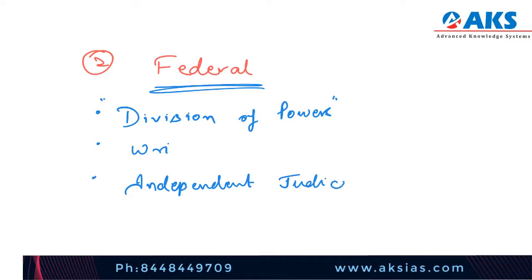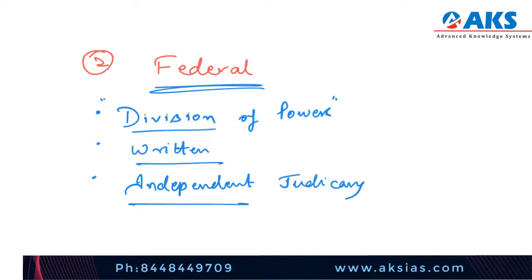There is a need for an independent judiciary for the effective functioning of a federal system, because this judiciary will protect the division of powers and will also look into the implementation of the division of powers, and it will also protect the interests of the states when the central government is overpowering the states. So that's why for a federation to exist, there is a need for division of powers, a need for a written constitution, and a need for an independent judiciary.